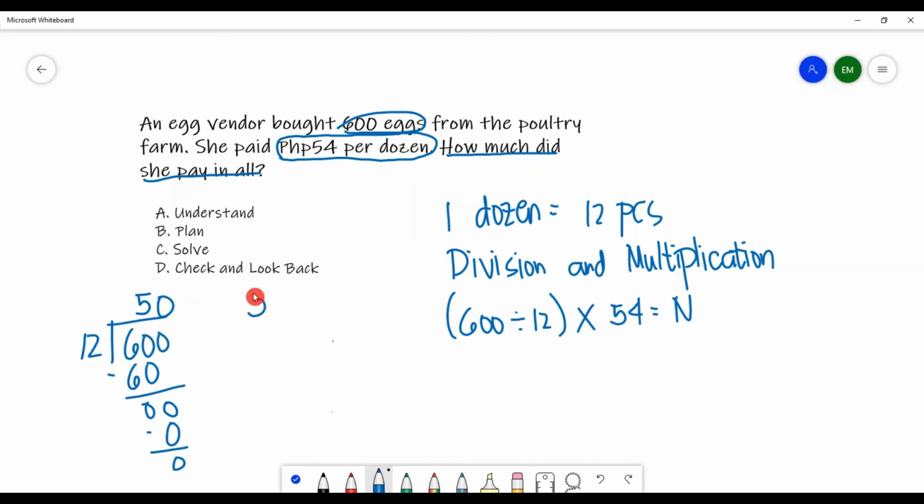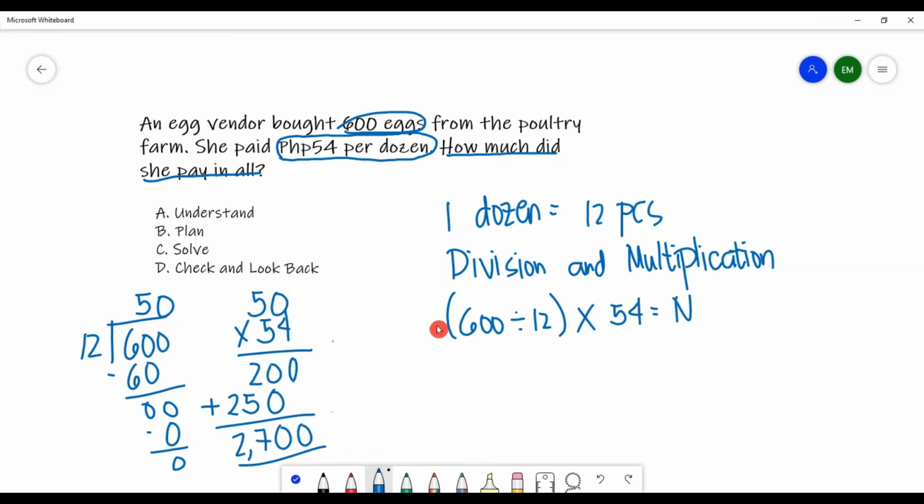We're going to multiply it by 54. 4 times 0 is equal to 0. 4 times 5 is equal to 20. 5 times 0 is equal to 0. 5 times 5 is equal to 25. Then we're going to add the partial products. We bring down 0, another 0. 2 plus 5 is equal to 7. And then we bring down 2. Therefore, the product is 2,700.